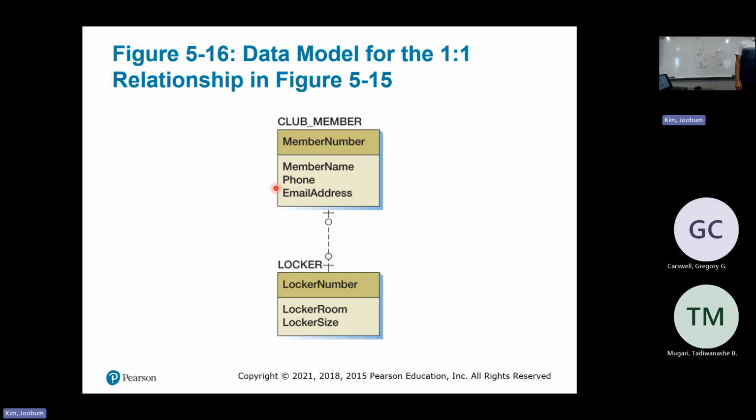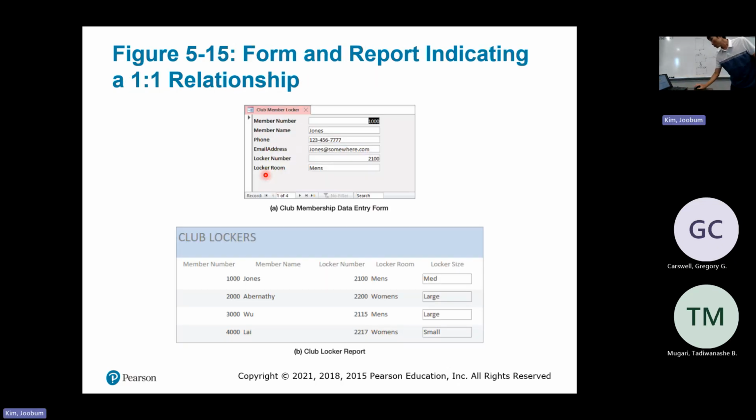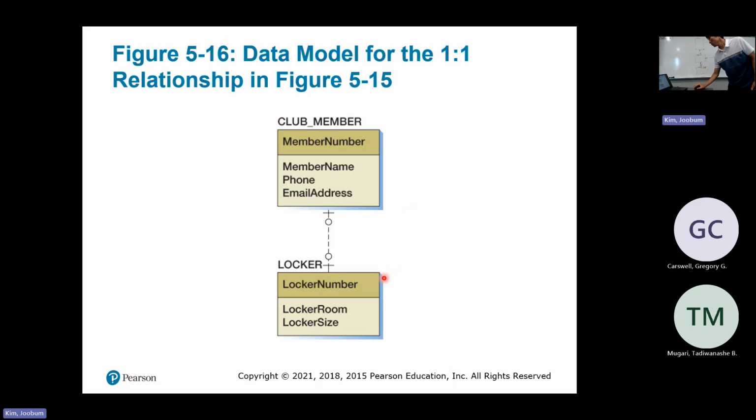So in order to store data, what kind of entity do we need? The first one is an entity about member, and the second one is an entity about locker. So the member entity and the locker entity should be matched one-to-one. So this is the cardinality. But the modality is what? It's optional.